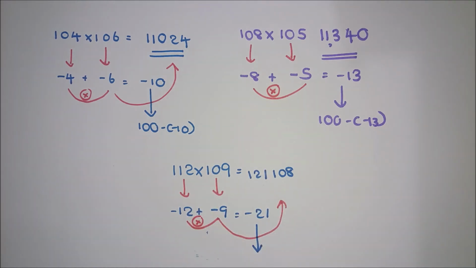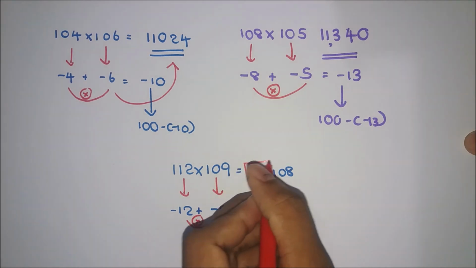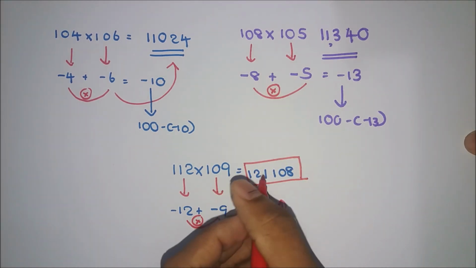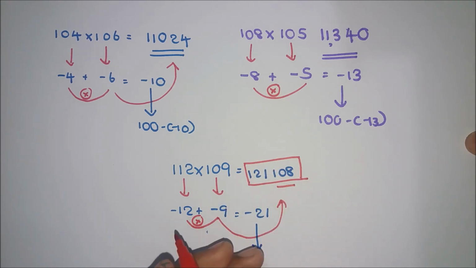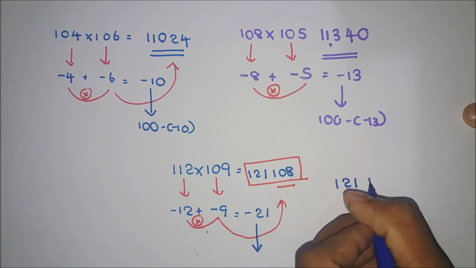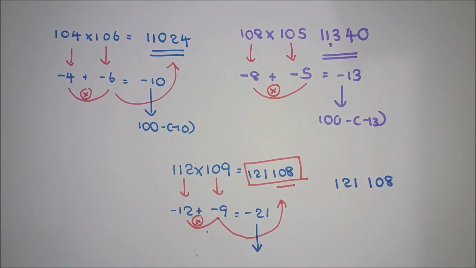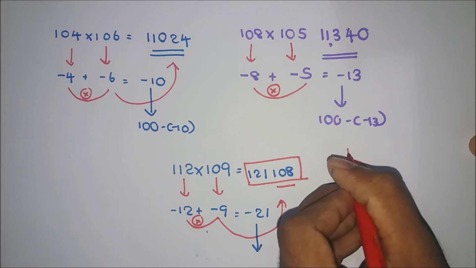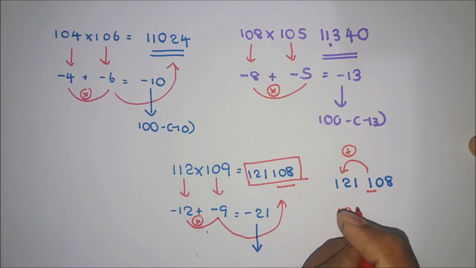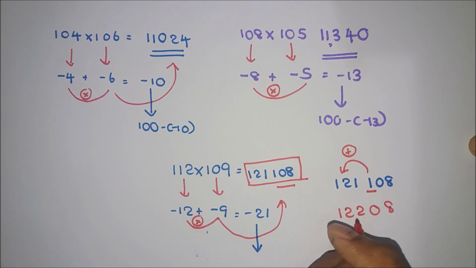121. But there is a problem. What is it? We can't take three digits on this side. This is wrong. How to correct it? We have 121 and 108. In this case, the extra digit goes to this side. The answer is 12,208. This is the only rule we want to obtain.